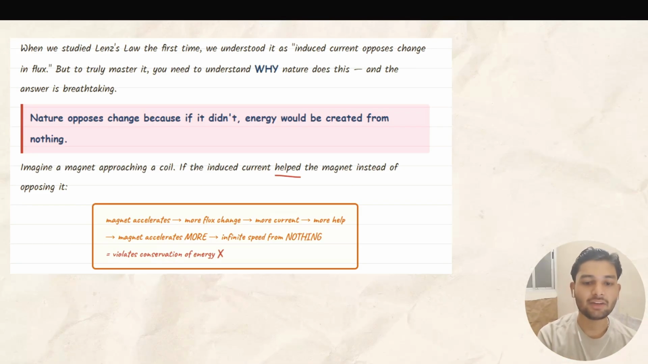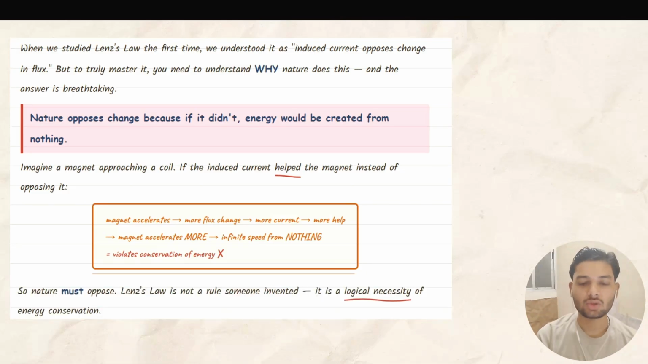So what would happen? The magnet would accelerate, more flux changes, more current, more help, and the magnet accelerates more, to infinite speed from nothing. If the magnet is big and the induced current is on a large scale and there is much distance between them, the magnet could gain an infinite amount of energy and acceleration. So this violates the conservation of energy that we might have learned in class 9 and 10. So nature must oppose. Lenz law is not a rule someone invented. It is a logical necessity of energy conservation. So this is the base of what Lenz law actually is.